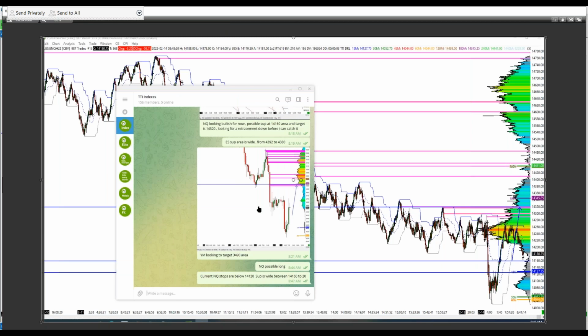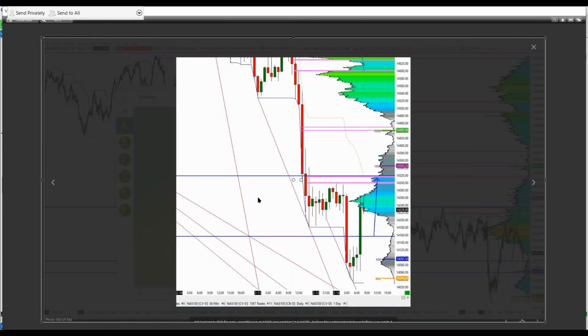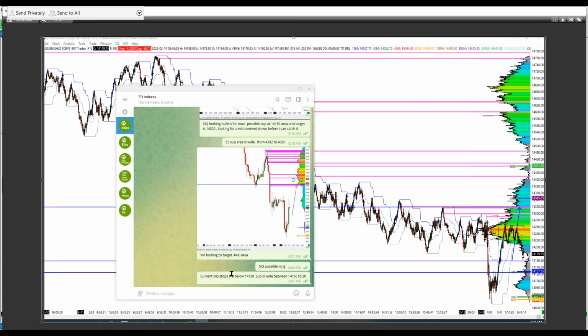This is live. I'm telling my members, just be patient with me. NASDAQ possible long, 8:44 a.m. Current stops below 14120. So my current stops on this NASDAQ, I cannot help it. The stop loss is the stop loss. I cannot play with it.